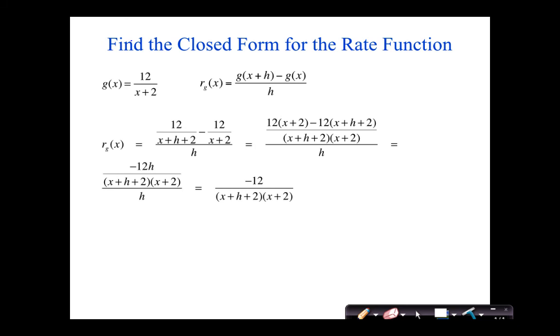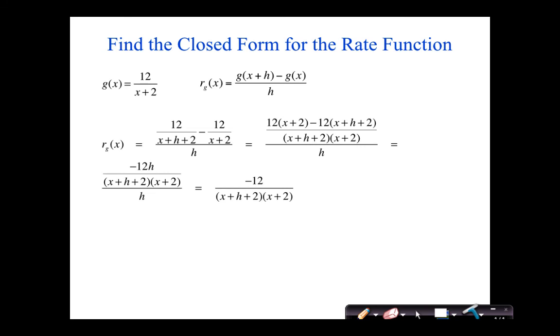So this was negative 12h over that, all times 1 over h instead of writing it as divide by h. If I rewrote it like this, you can say, oh yeah, cross-canceling, the best part of fractions. And then that's gone. And so all we've got left is negative 12 over x plus h plus 2 times x plus 2, which I'm still not going to multiply out, because at this point, I no longer have that weird h denominator.